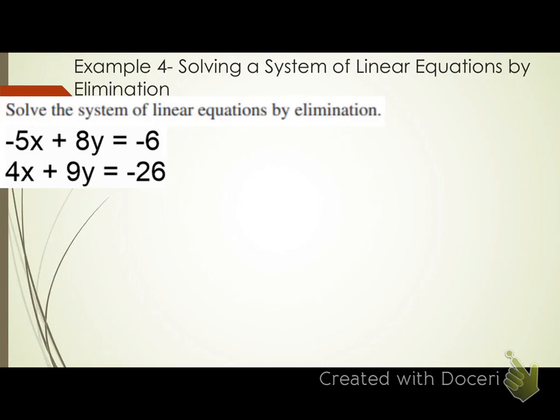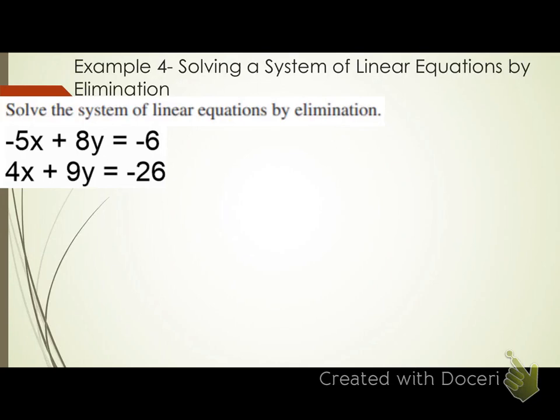Since 8 and 9 are the same sign, one of them would have to be a negative, yes. Would you rather multiply top by 9 and bottom by 8, or top by 4 and bottom by 5? The 4 and 5 combo, right? Because those are smaller numbers probably. You could still do the 8 and 9 if you wanted to. You're just going to get bigger numbers than you would if you multiplied by 4 and 5.